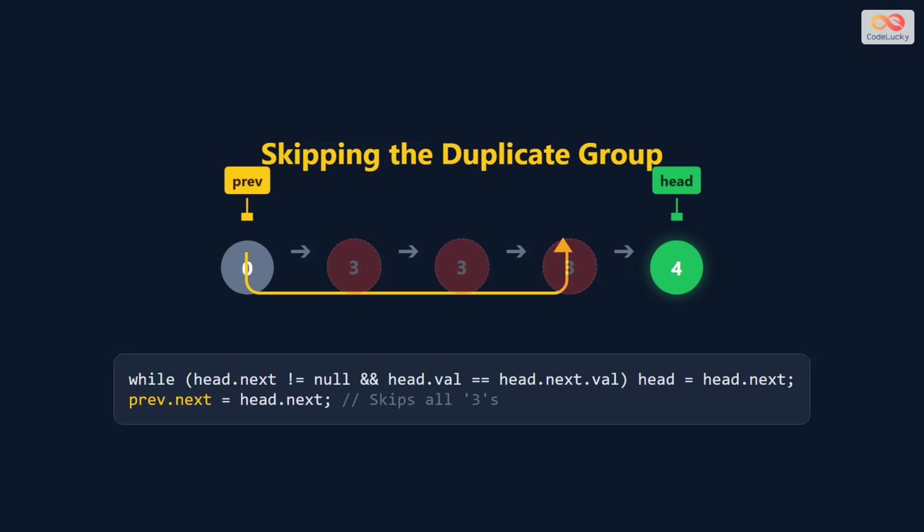Once we detect a duplicate, we keep moving the head pointer forward as long as the values continue to match. When the loop finishes, head will be at the last duplicate node. We then wire the next pointer of our prev node to point to head next. This effectively bypasses the entire group of duplicates in one go.